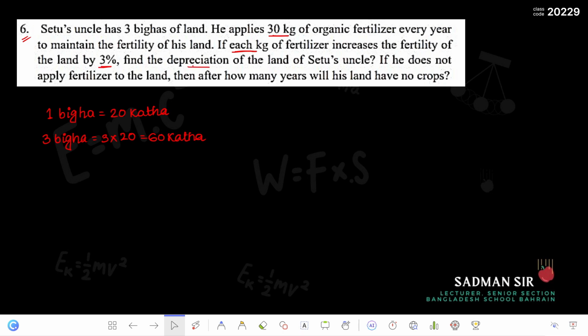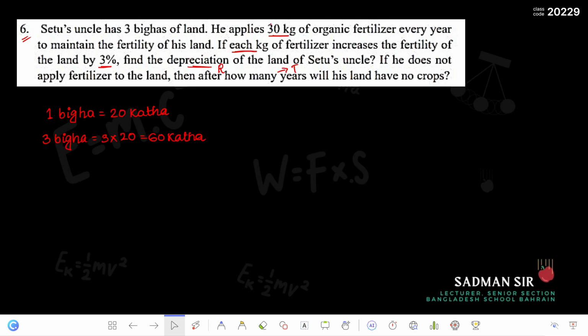Find the depreciation, that is R. We have to calculate R, the depreciation of the land of Shetu's uncle. So let us see how to do that. If he does not apply fertilizer to the land, then after how many years, here we have to calculate T, will his land have no crops? That is another part of the problem, and we will take a look at this later. So first let us deal with the first part of the problem.